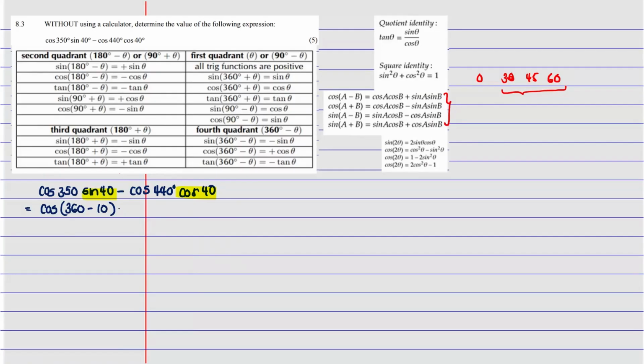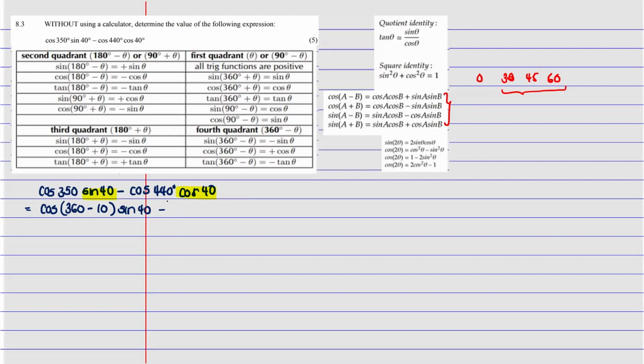Yes, ma'am. And we're going to leave this alone, the sine 40, right? Now we're going to deal with this. If something is greater than 360, we're just going to subtract 360 from it, right? And write the remaining angle.